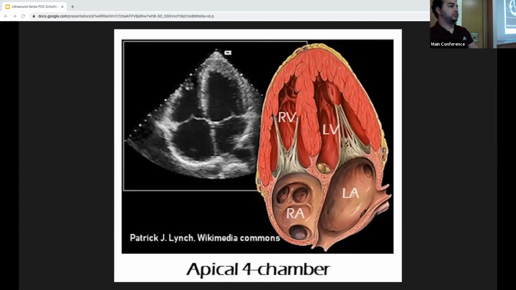When you get that, just rock your probe out towards their arm, and it'll swing that septum straight down the middle. So just a little bit of anatomy. Again, the probe marker is split for a lot of these, but this is the same as we would see it on our screen. If you have the probe marker faced towards their right, you have your RV on the top left of the screen, your RA on the bottom left, your LV on the top right, and your LA on the bottom right.